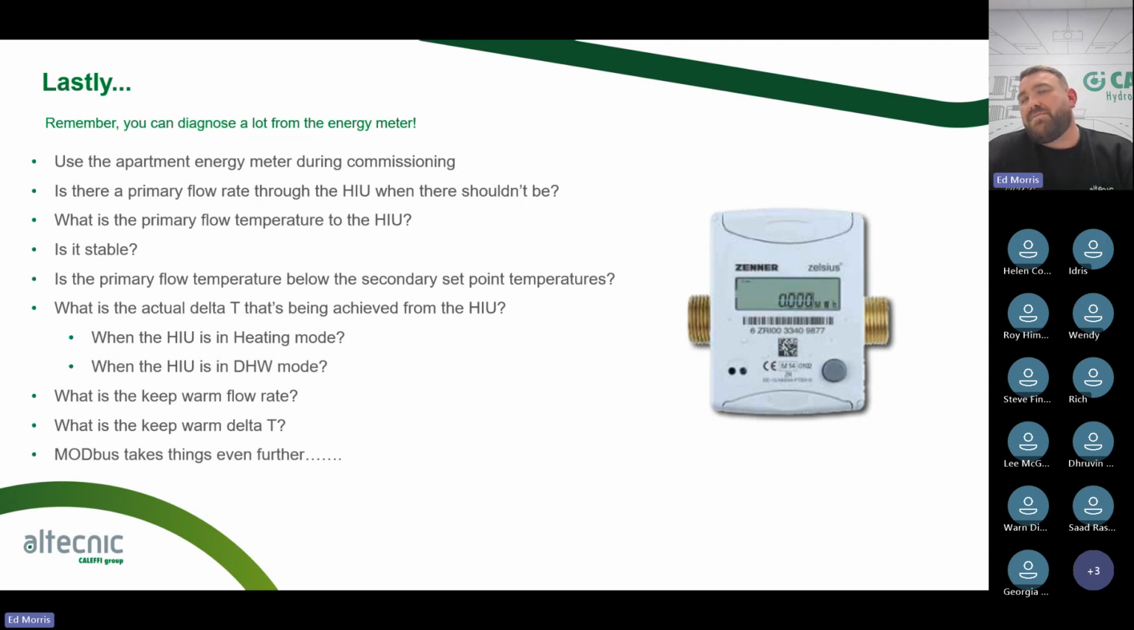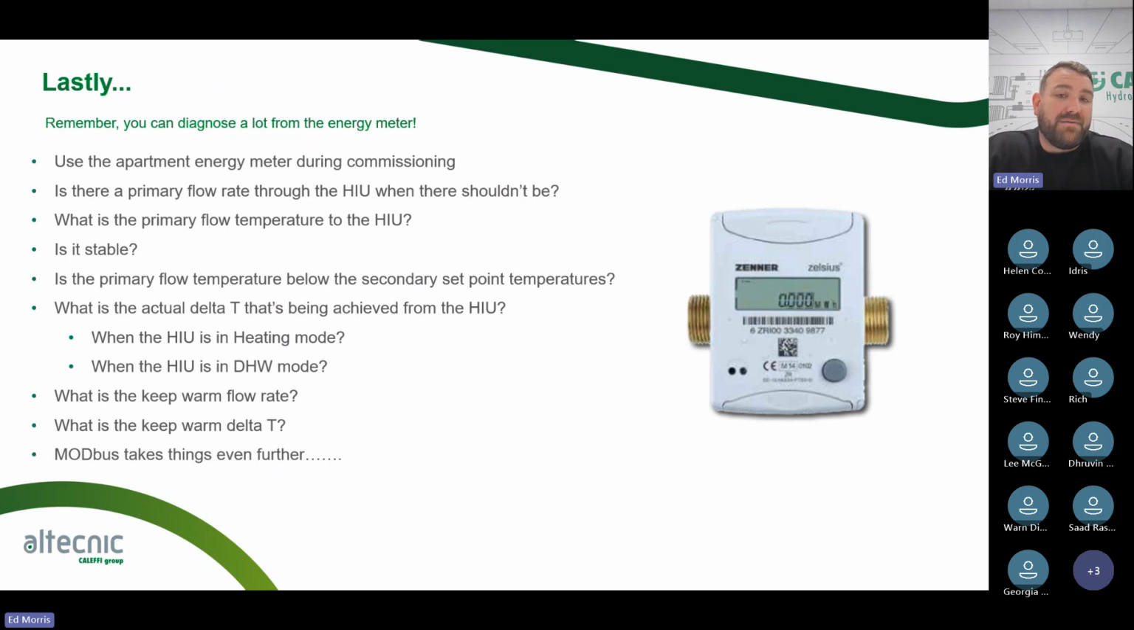So if you've got a primary flow coming in at 55 degrees and you've got hot water set to 60, you're not going to get 60 degrees. I can tell you that for free. And what is the actual delta T that's been achieved on the HIU? You can read your delta T through the heat meter, both in heating and hot water mode. What's the keep warm flow rate? If you are using the keep warm function, you can see what the flow rate is through there. What is the keep warm delta T? What impact is it having on the network?